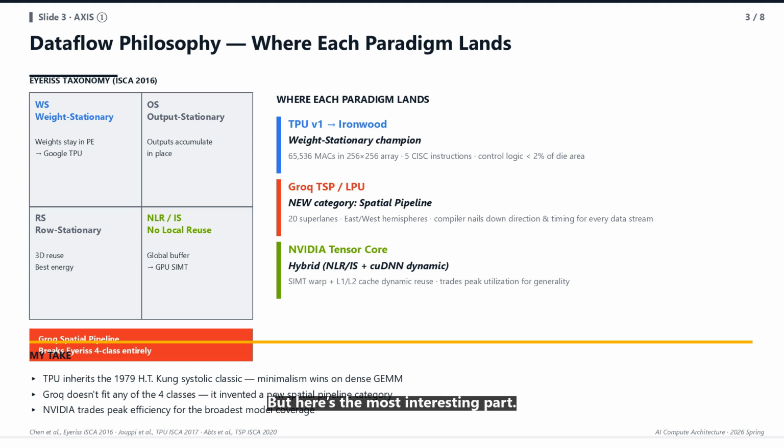But here's the most interesting part. Groq doesn't fit any of the 4 Eyeriss categories. Their functional slicing invents a brand new category, Spatial Pipeline Dataflow. 20 super lanes, east-west hemispheres, and the compiler nails down direction and timing for every stream. So the takeaway: TPU inherits the classics. NVIDIA stays general. Groq invents something new.